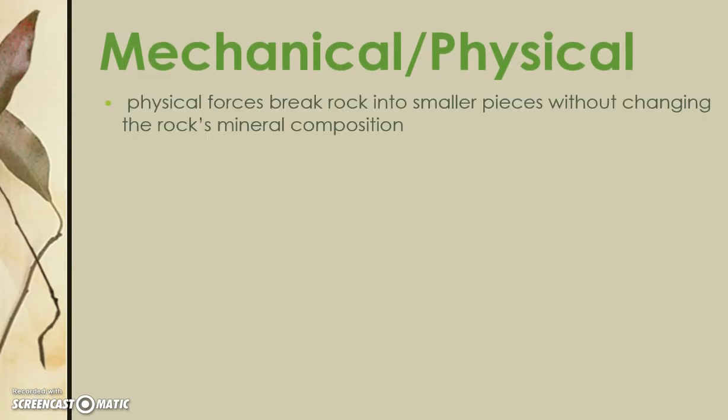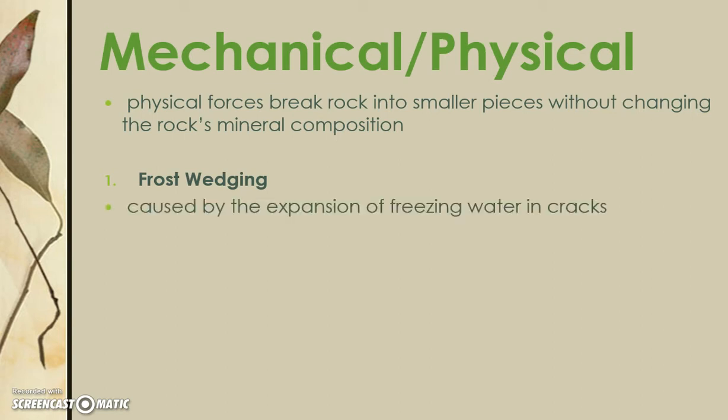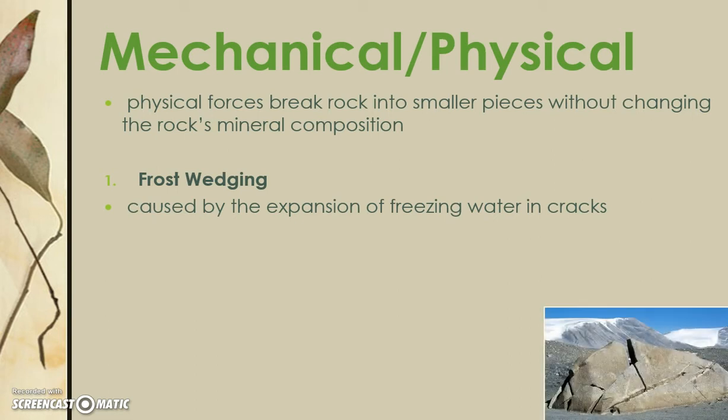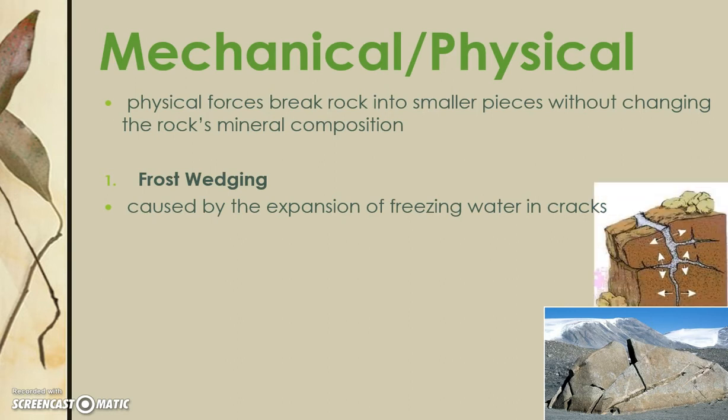Mechanical and physical weathering is when you have a physical force that's breaking the rock down. It's not changing what the rock is made of, but it is breaking it into smaller pieces. So we have frost wedging, which is the expansion of rock because of freezing water. For example, if you see the picture in the corner, you can see that there's a wedge shape. That's from water that has been frozen in the crack of that rock, and then once the water thaws and goes away, you have that gap left behind.